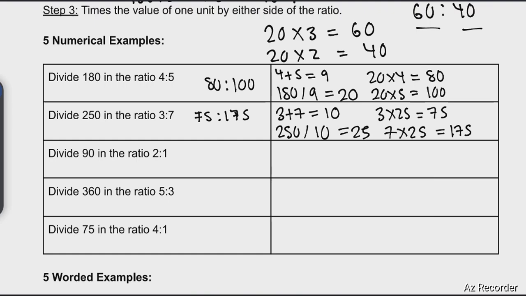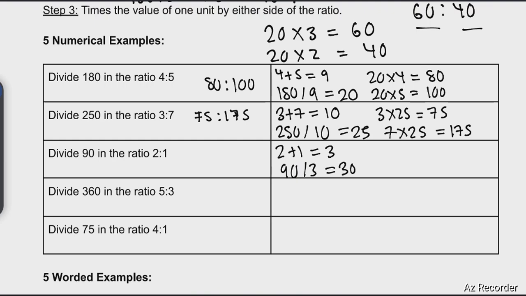Next, 90 in the ratio of 2:1. The first thing we want to do is add up our total number of parts. So 2 plus 1 is equal to 3. And then divide 90 into the ratio. So we want 90 divided by 3. The value of one part is going to be 30.